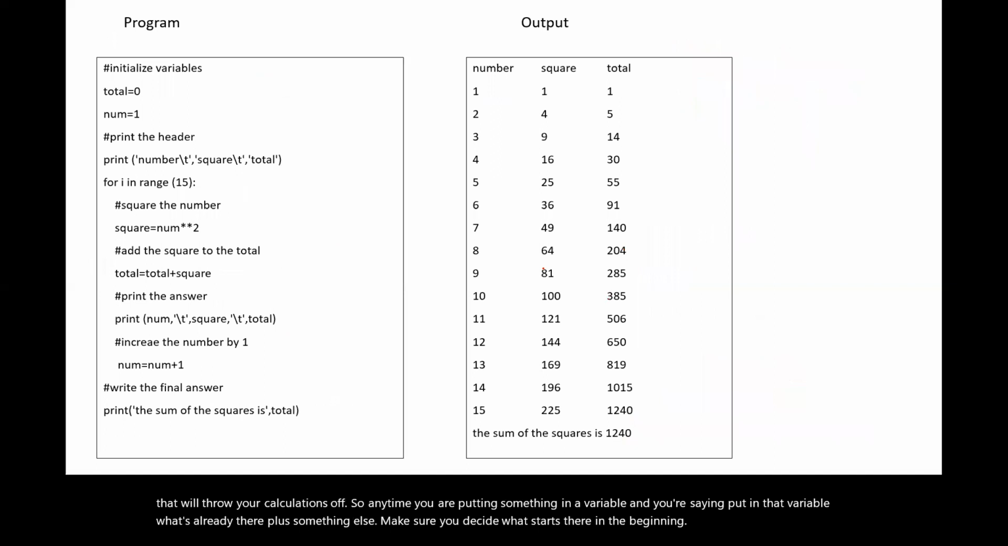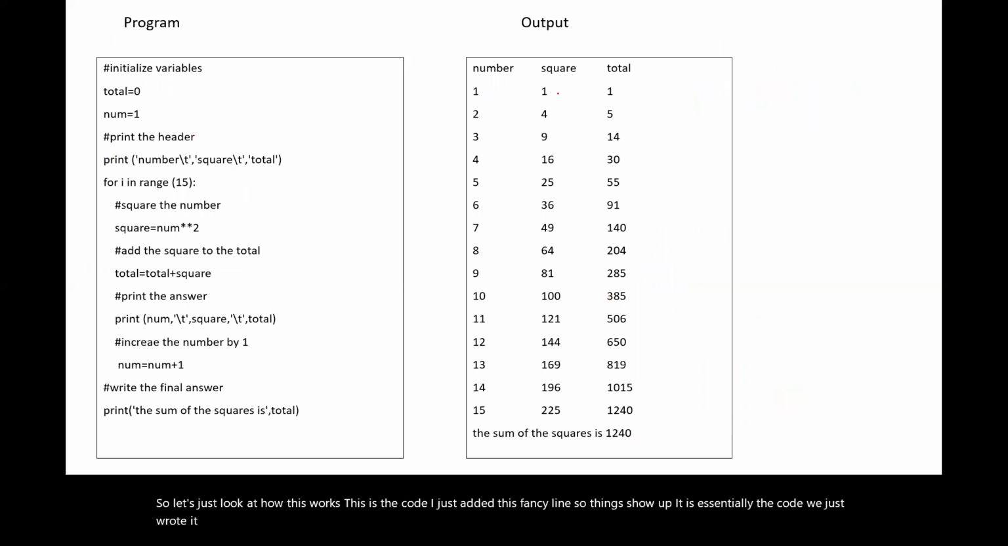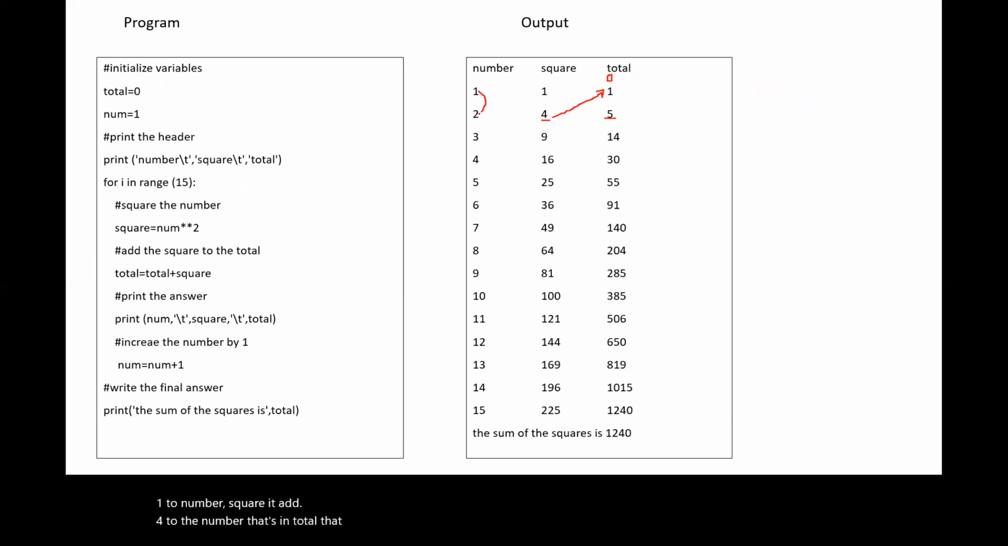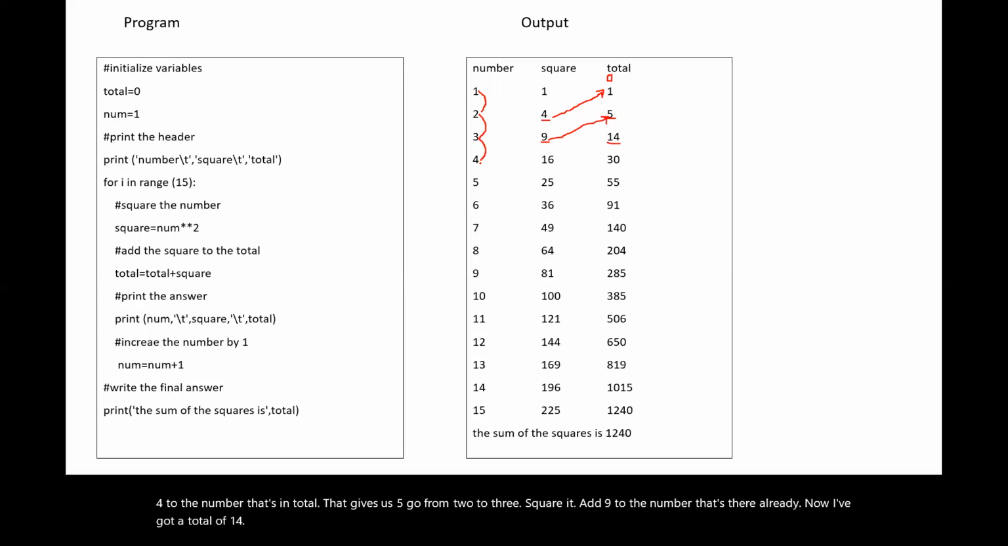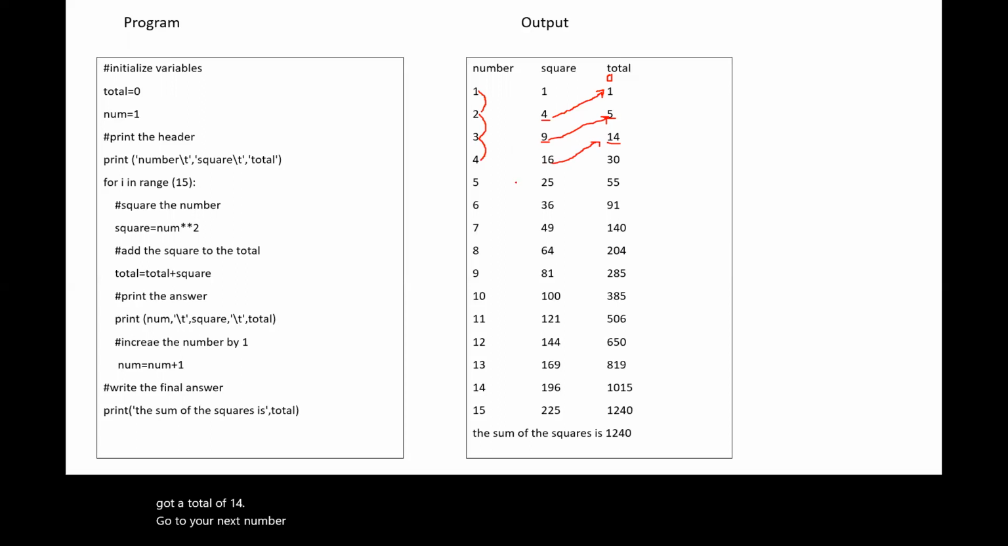So let's just look at how this works. This is the code. I just added this fancy line so things show up, but it's essentially the code we just wrote. It starts with number 1, it squares it, it adds it to what's in total, so total would have been 0 before, 0 plus 1 is 1. Add 1 to number, square it, add 4 to the number that's in total, that gives us 5. Go from 2 to 3, square it, add 9 to the number that's there already, now we've got a total of 14. Go to your next number, square it, add it to the total. This will continue until you've done this 15 times, and then it'll tell you what the answer is.